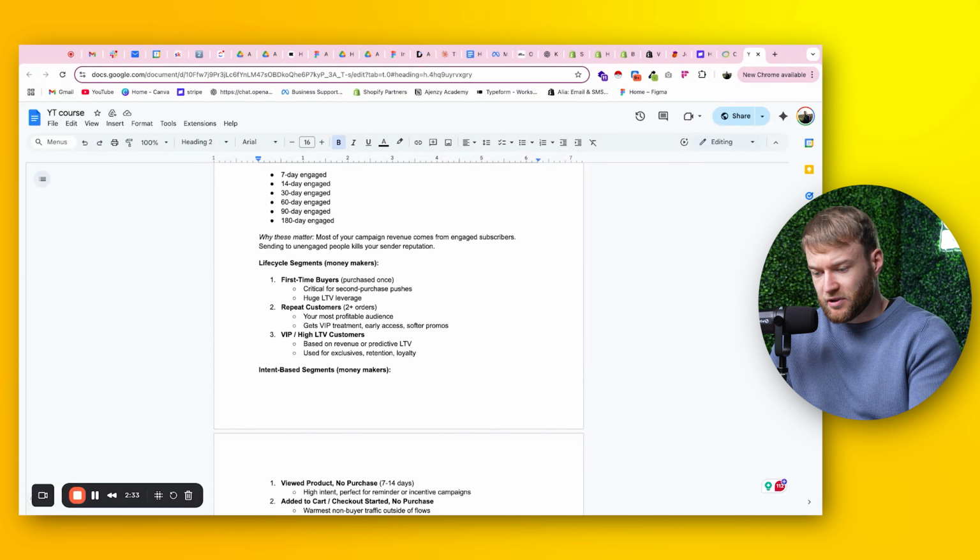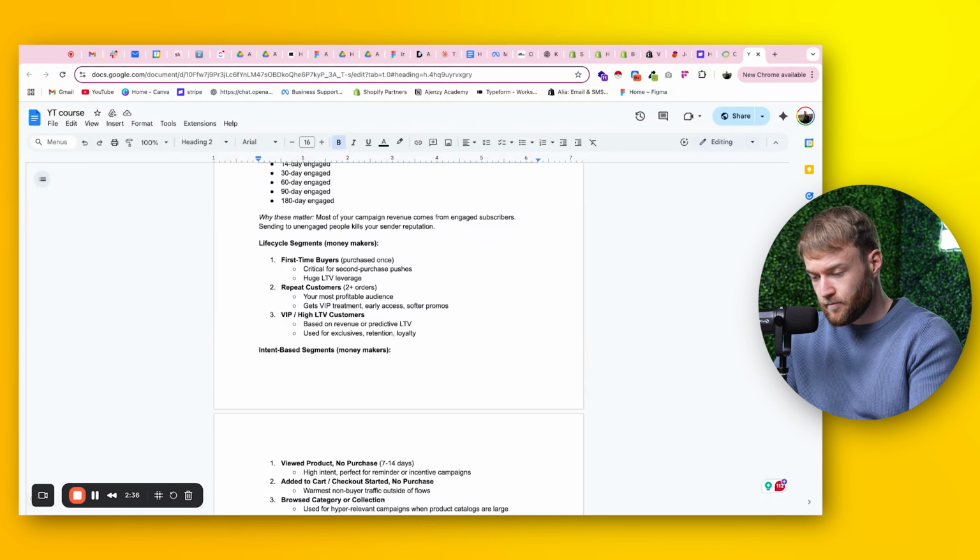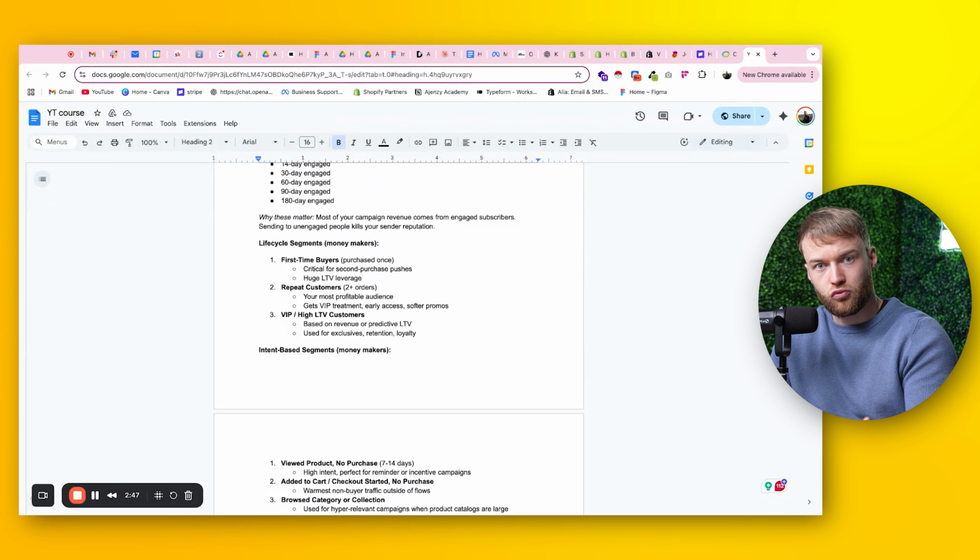Then you've got your lifecycle segments. So you've got your first-time buyers, people who've purchased once but haven't purchased again. These are critical for second purchase pushes and huge LTV leverage. So you're going to make more profit off of these people if they buy again, so you really want to incentivize them to come in for that second purchase. Another lifecycle segment is your repeat customers. These people have ordered 2 or more times. They're your most profitable audience, and they get VIP treatment, early access, and softer promotions because at this point they likely actually want to purchase for the product itself and not just for some acquisition offer that you have running.